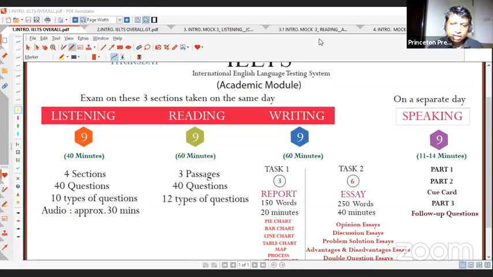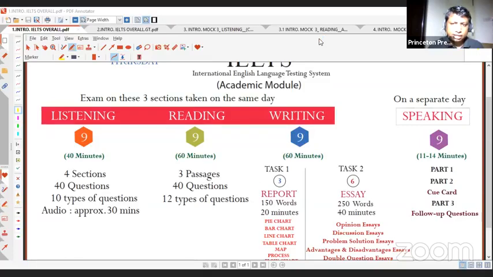And the highest you can get is 9. For listening and reading, each of the questions carries 1 mark. So there are 40 questions. If you get 40 of those right, or even 39 of those right, you get a 9 out of 9. If you get 37 or 38, you get 8.5. If you get 35 or 36, you get an 8. This is how it works for reading.